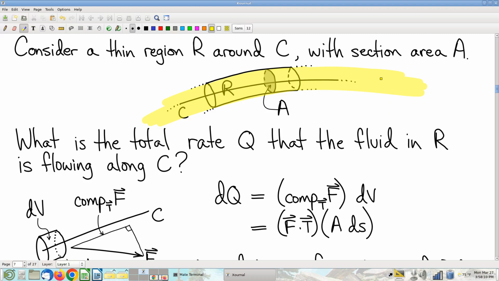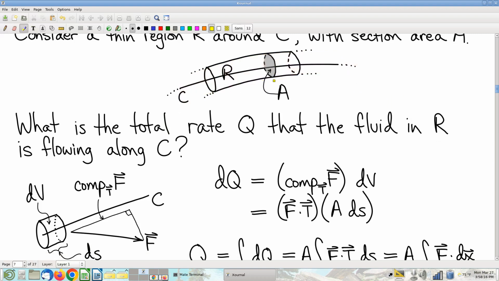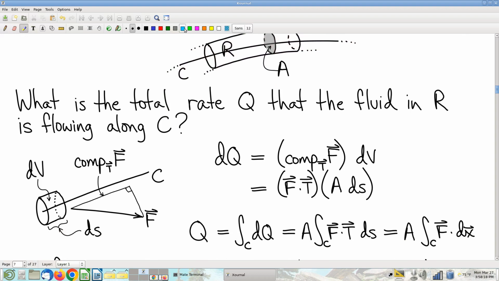Altogether, to what extent is that fluid flowing along the curve? And what I mean by along the curve, let's recognize that the actual flow is like this. To some extent, that's a flow along the curve. It's along the curve by that amount. It is perpendicular to the curve by that amount.